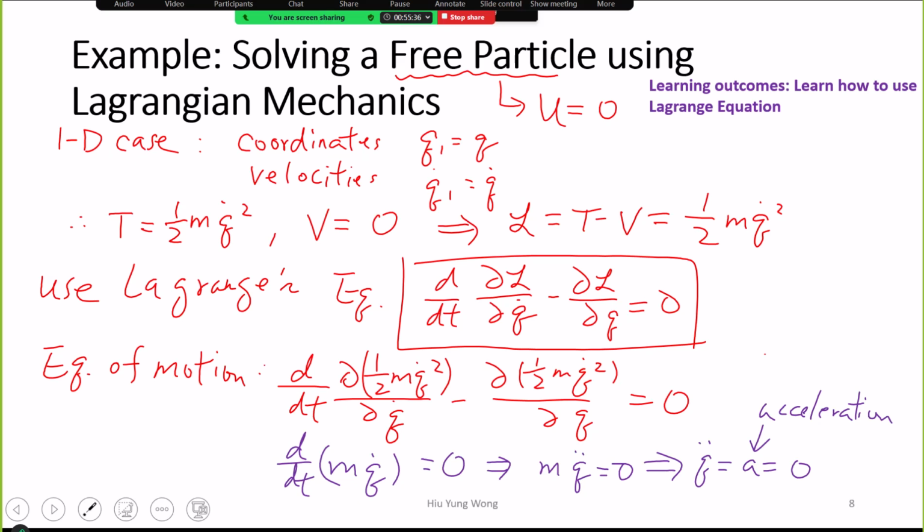But what is the point? The point is that you already see the power. If we know this Lagrange equation, I can use it to derive Newton's first law, right? I mean, just to show that it is working. That's it. Any questions? Think about it.